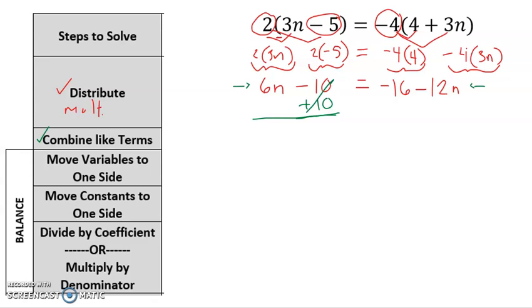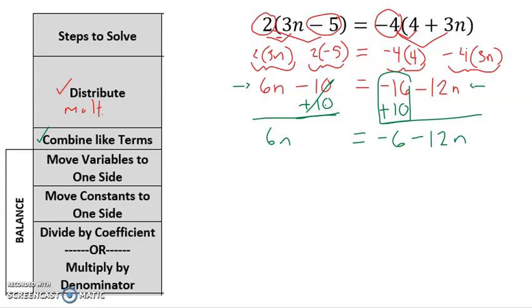That's what we want. If I'm adding 10 to one side, I have to add it to the other to keep it the same equation. All right, so then I'm left with 6n. I zeroed out my 10, so equals. And now I have 16, negative 16 plus 10 is negative 6. And then I have my negative 12n. I haven't done anything with it yet.